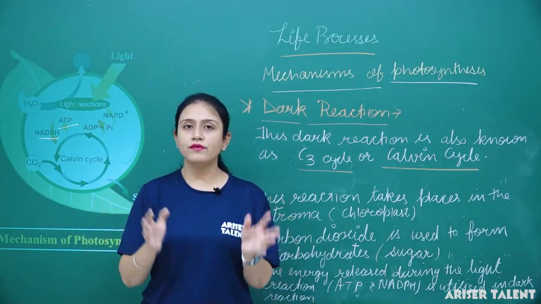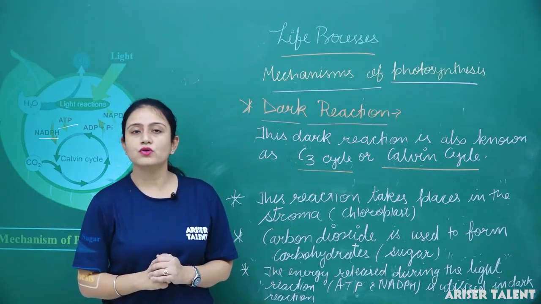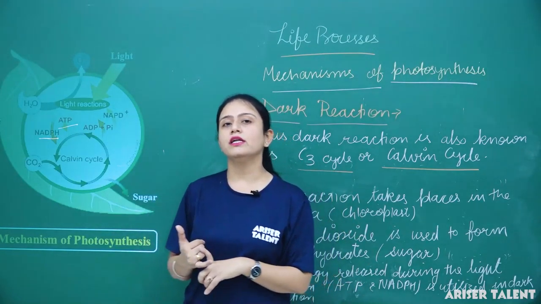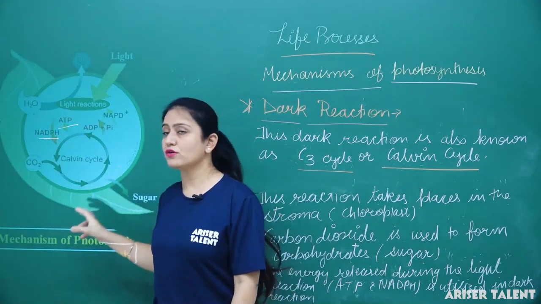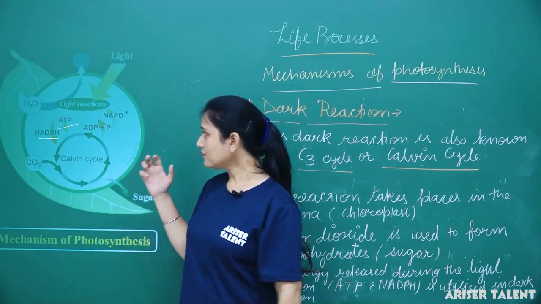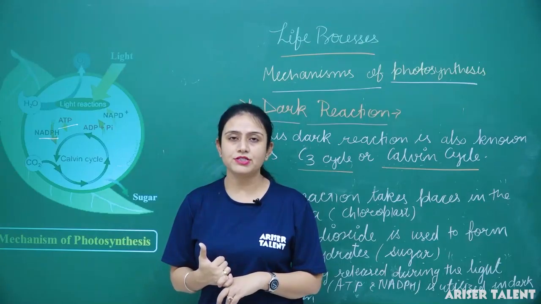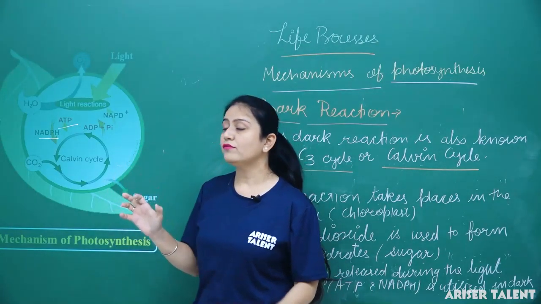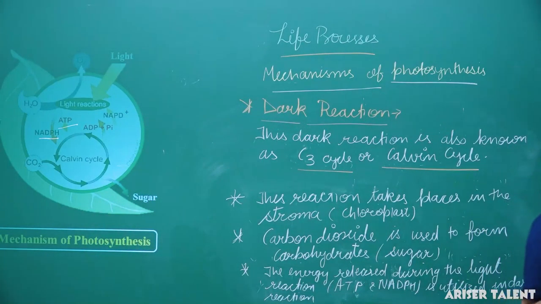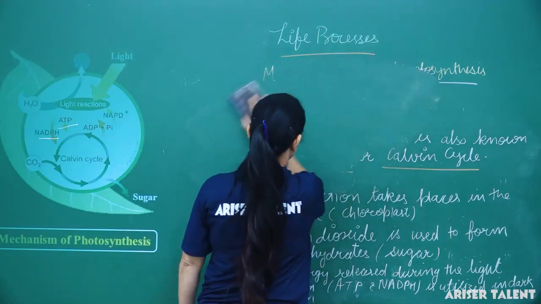Now we will talk about the factors which affect the rate of photosynthesis. Generally there are two types of factors, external factors and internal factors. Internal factors are the age of the leaf and the content of chlorophyll. External factors include temperature. So let me explain the factors which affect the process of photosynthesis.